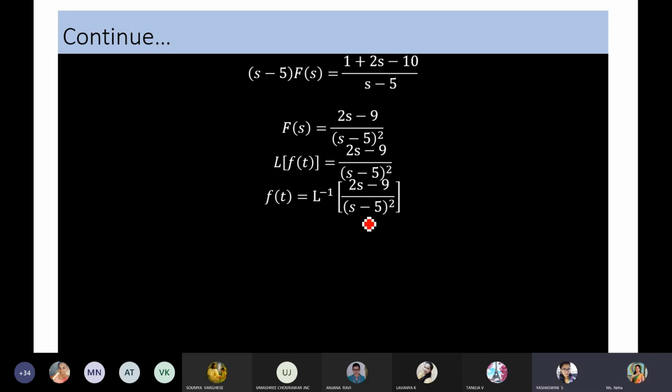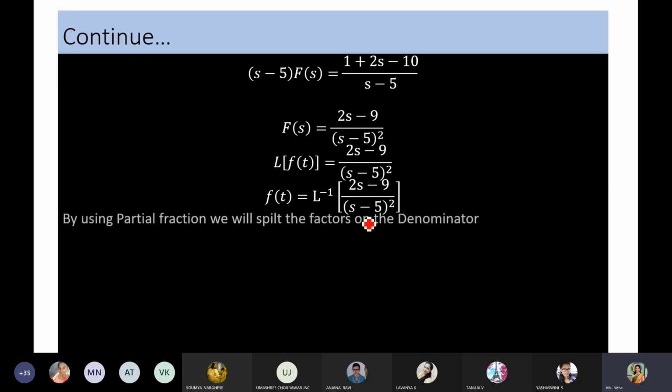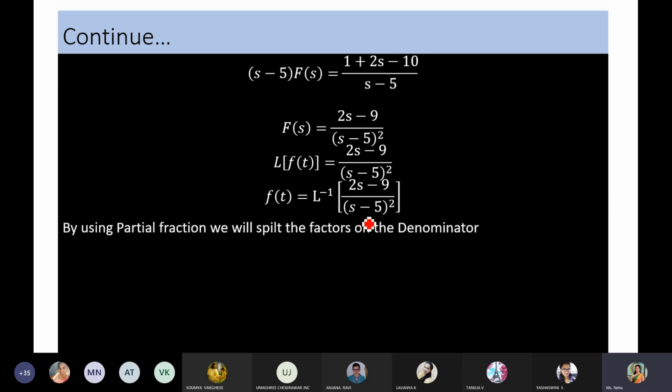Split the numerator. Either you can split the numerator or you can apply the partial fraction. Anything is fine. I have used the partial fraction formula because most of the time we'll be using partial fraction, and with the partial fraction it will be a little easy. Or you can split the term, anything which is comfortable for you. So I have done the partial fraction to split the factors on the denominator.